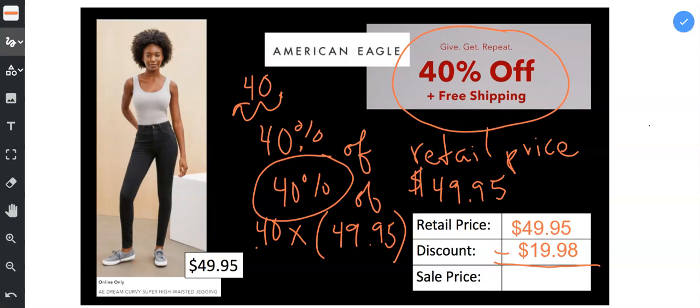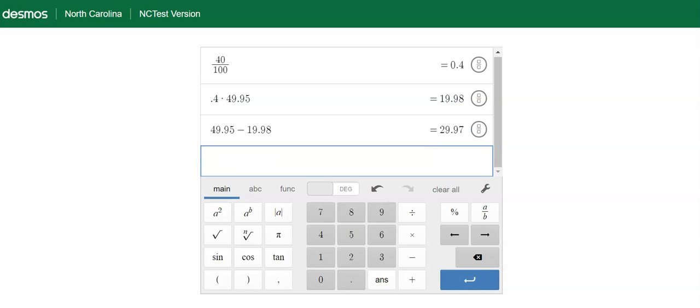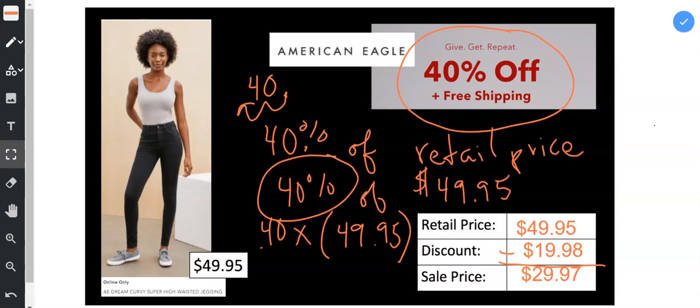So you're allowed to use your calculator today, so let's go back to the calculator. So we're going to take $49.95 and subtract the $19.98. And that will give us the sale price of the jeans, which is $29.97. Another thing that I saw students were doing is that they were leaving off the dollar sign.